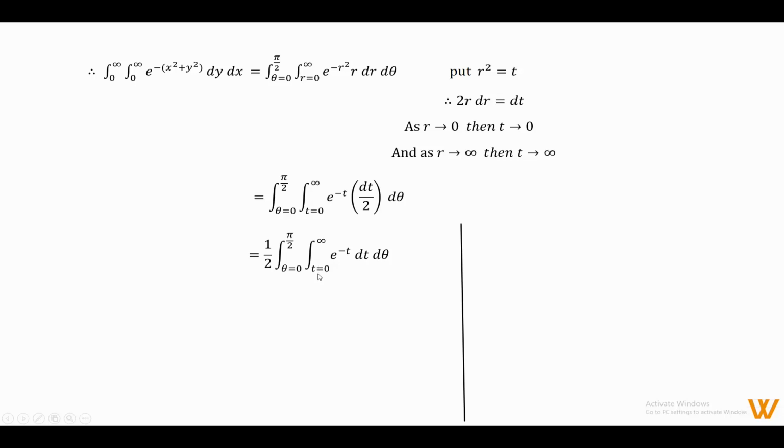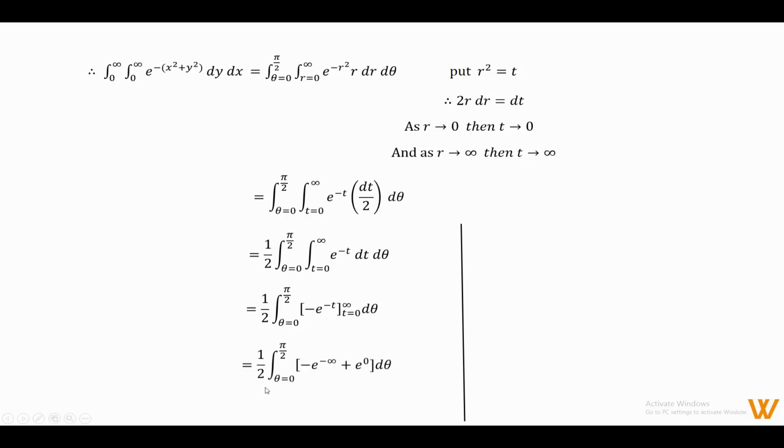Next, the integration limit t varies from 0 to infinity, e raised to minus t dt into d theta. Now integrate this with respect to t. The integration of e raised to minus t is e raised to minus t divided by the coefficient of t, which is minus 1. So the integration of e raised to minus t is minus e raised to minus t, t varies from 0 to infinity, d theta. Now here, first put the upper limit infinity, then put the lower limit.